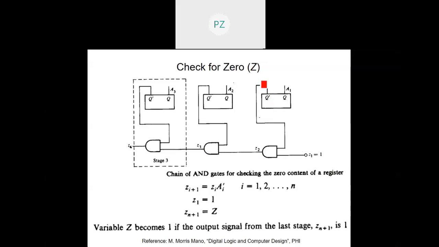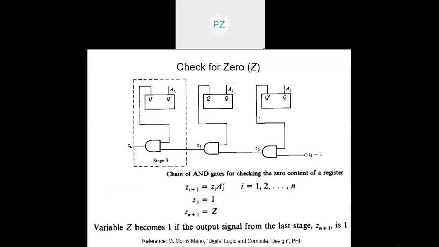Z2 is Z1 A1 dash, right? Z3 is Z2 A2 dash, right? If this is A2, this will be A2 dash, right? And similarly Z3 will be, let me go back to the laser pointer, Z2 and A2 dash. So I can write Zi plus 1 is equal to ZiAi dash for i equal to 1 to n.